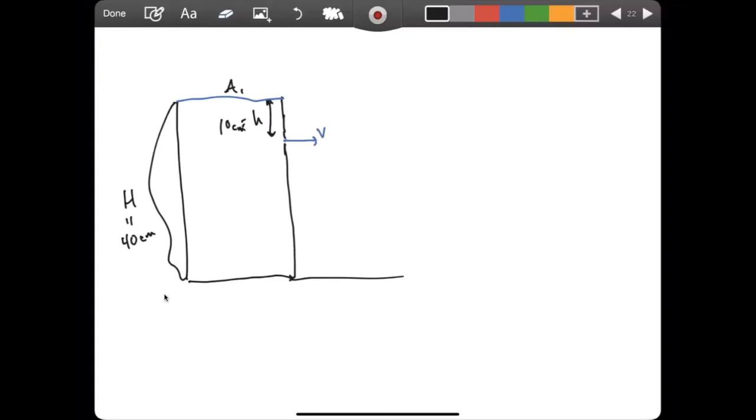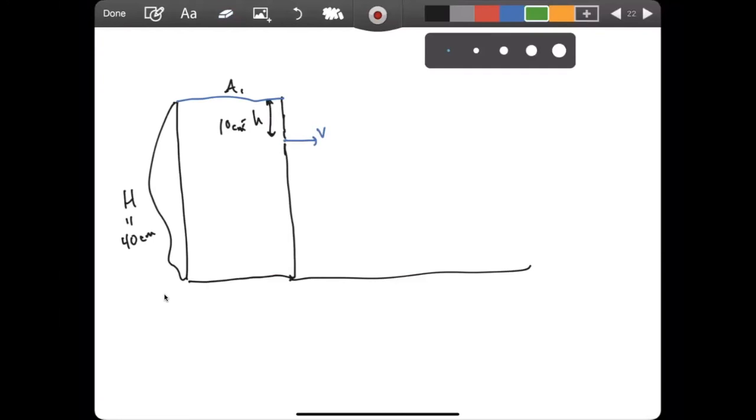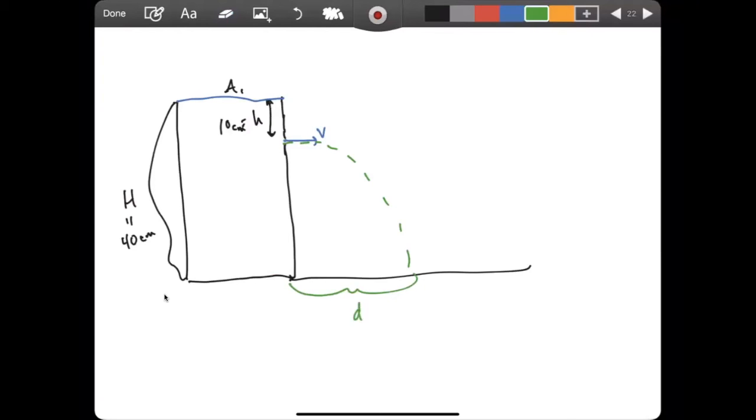And now what we want to know, as I started off last time, is that this thing is going to undergo projectile motion, which means it's going to hit the ground. And then we want to know, what is this distance? Let's call that x. So how far away from the base of our container does it hit? So it's going to be part A. And then we'll talk about part B and C in a second.